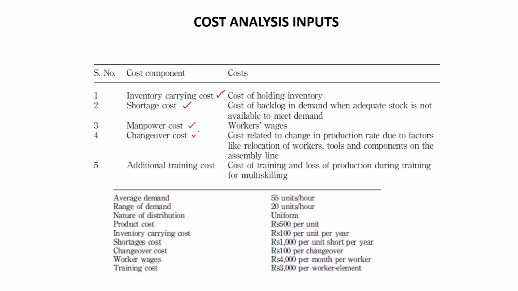Then there will be changeover cost also. If we are producing at a constant production rate, there will not be any changeover cost, but if you keep on changing the production rate as per the demand, then there will be a changeover cost also. And fifth is the additional training cost.